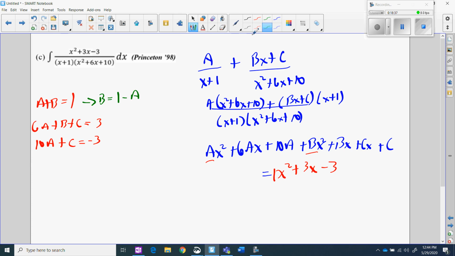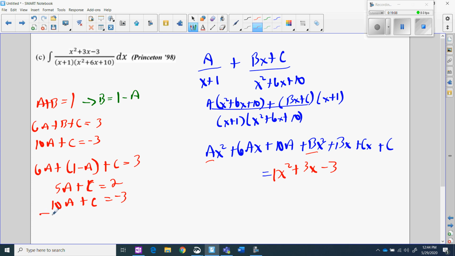So it's going to be 6a plus, instead of b, put 1 minus a in there, plus c equals 3. So now I've got 5a plus c. Let's take the numbers to the other side. So that 1's going to go over there. That's going to give me 2. Let's take this one. 10a plus c equals negative 3.